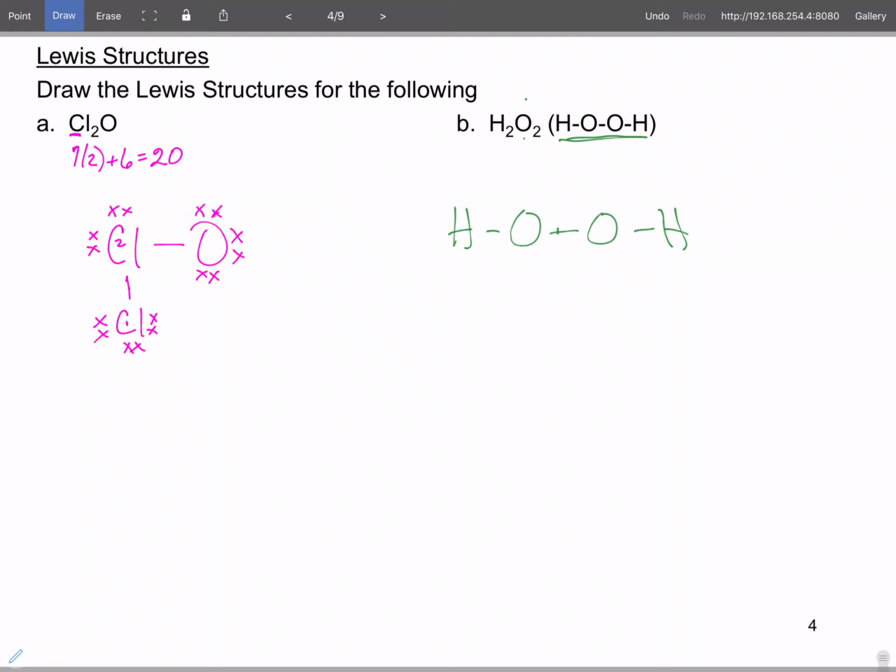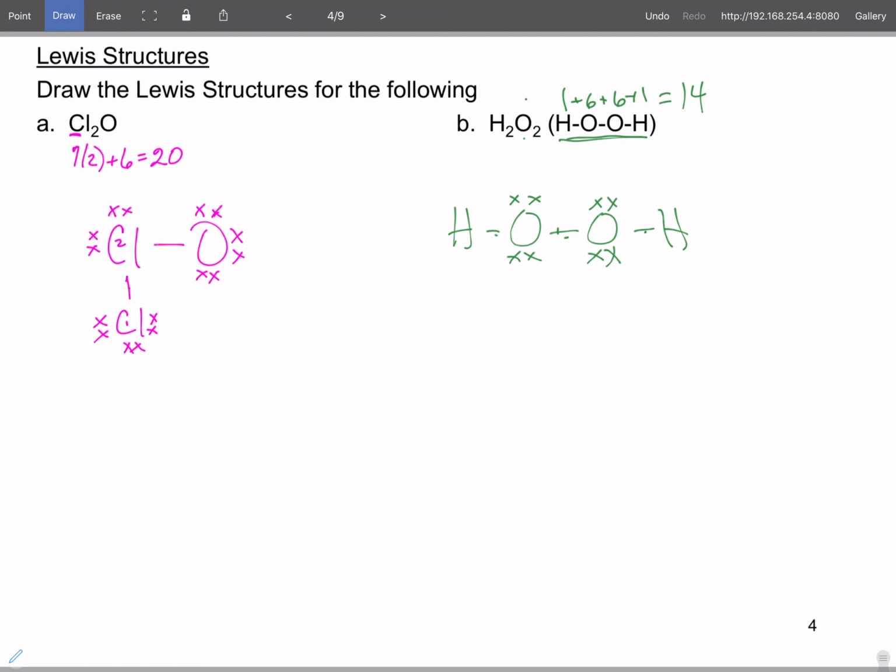We didn't total our electrons, so we'll have 1 plus 6 plus 6 plus 1. So that's 14. So we have 2, 4, 6 already here. 8, 10, 12, 14. Now notice as I'm putting in electrons, I'm putting in pairs.